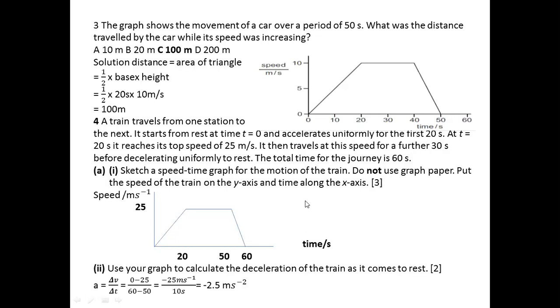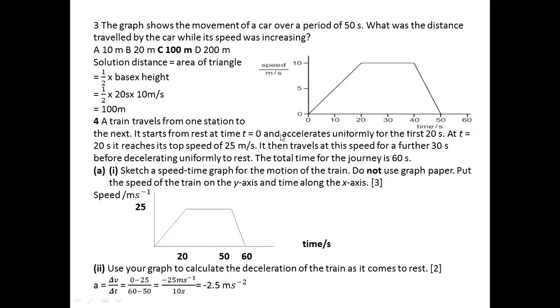So on the page, you are going to draw two axes, the y-axis and the x-axis. Since we have to sketch a speed-time graph, speed will be plotted along the y-axis. It will be labeled along the y-axis with the unit, meters per second. And the x-axis will be labeled time, along with the unit, seconds.